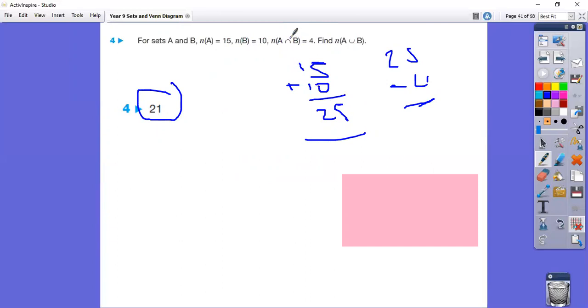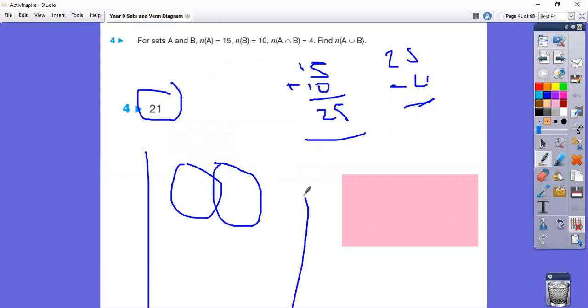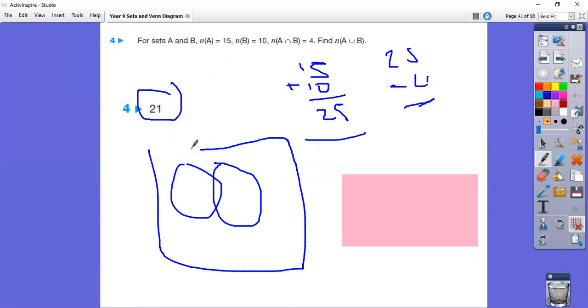Let me just redo that. If I sketch this, here in the intersect, it tells us there are 4 common elements. So I need to take that 4 off to get the union of A and B. That leaves us with 21.